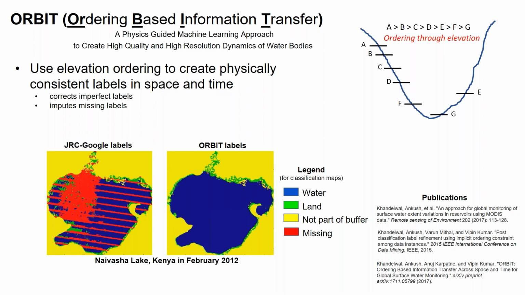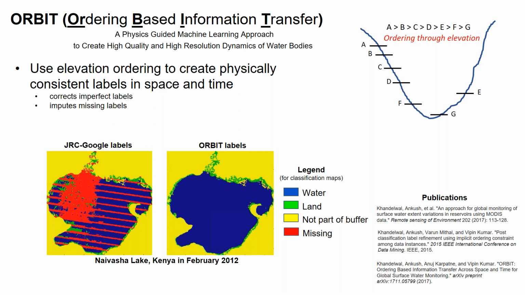So you can see how that information potentially could be used if you look at the two pictures, the same lake that I was trying to show you animation of on the previous slide. For a certain date in February 2012, on the left side, you see the labels created by the JRC Google product. Red is missing, green is land, and blue is water. You can see a lot of green inside the water body, so there's a lot of errors. You can see errors of both kinds, that is water being labeled as land and vice versa. And on the right side, you will see all of these errors being corrected properly.